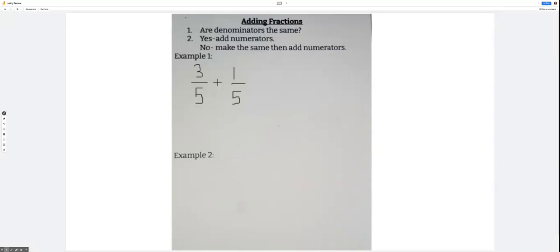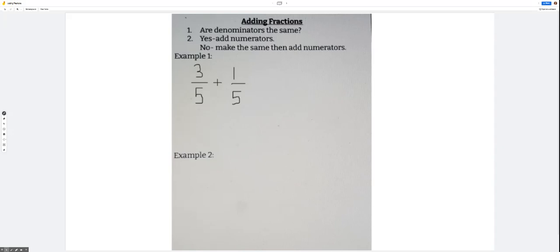Hi, today we watched the Math Antics video on adding fractions, and he focused on finding the easiest common denominator. So we're just going to recap that and how to add fractions on your graphic organizer. So you should see your graphic organizer on your desk.